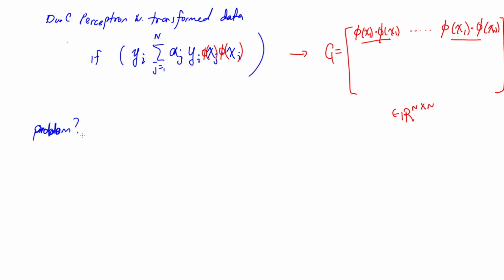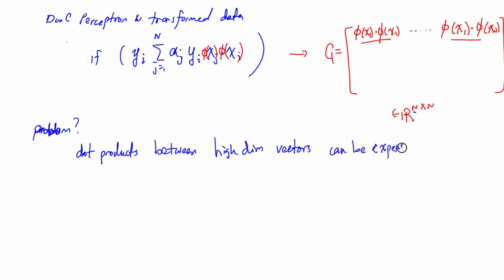Well, the problem is that you need to compute this n by n matrix. You need to compute all pairwise dot products between all your data points, and to add to the complexity, you're transforming your data to a higher dimensional space, which is even more problematic. Dot products between high dimensional vectors can be computationally expensive.